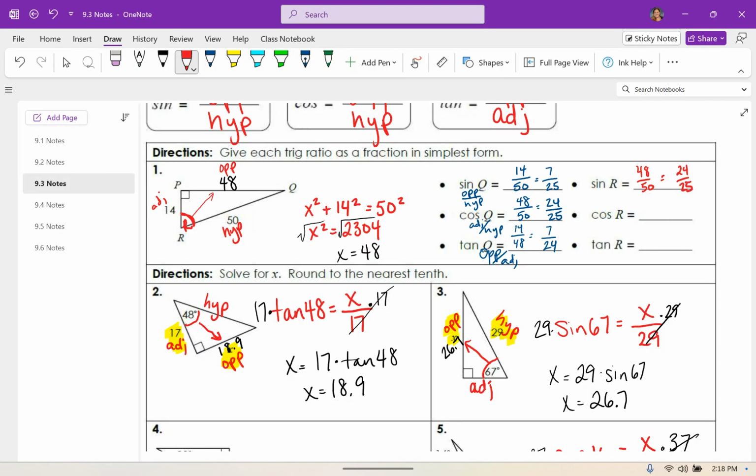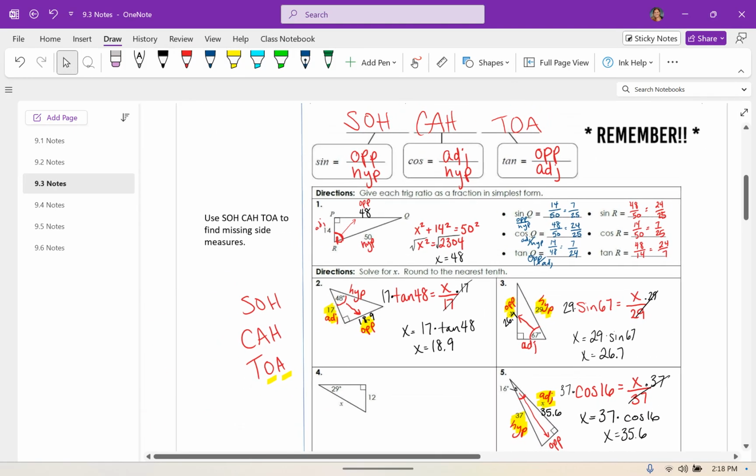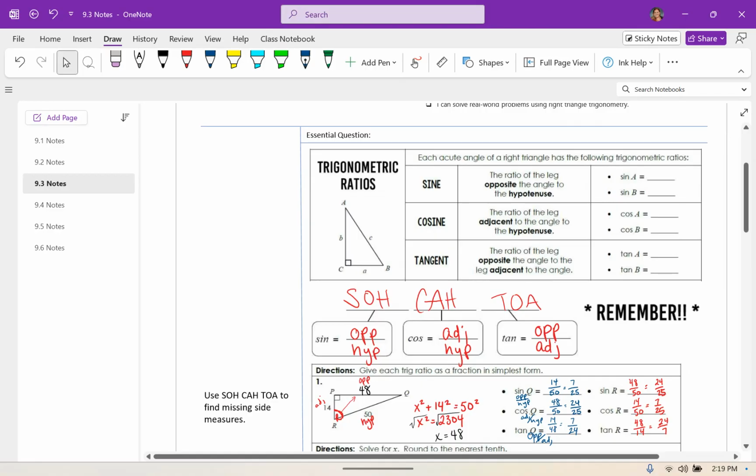Cosine of R is adjacent over hypotenuse. So 14 over 50, 7/25. And tangent of R is opposite over adjacent. So 48 over 14, which is 24/7. Good. Hopefully I explained that well enough.